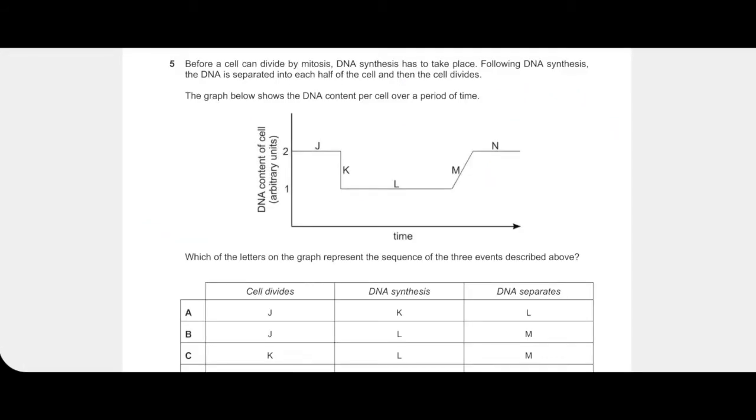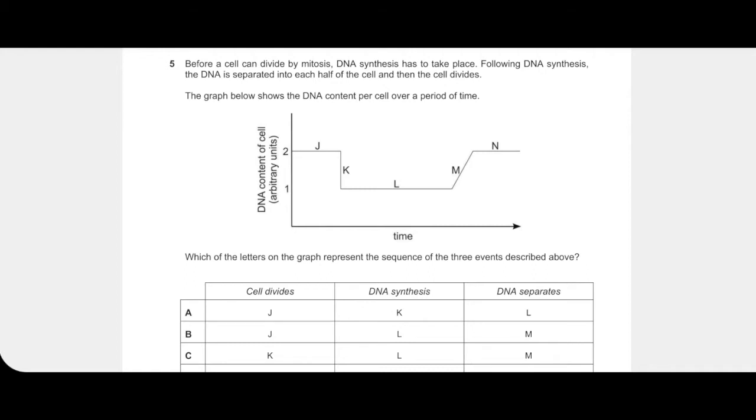Question number 5. Before a cell can divide by mitosis, DNA synthesis has to take place. Following DNA synthesis, the DNA is separated into each half of the cell and then the cell divides. The graph below shows the DNA content per cell over a period of time. Which of the letters on the graph represents the sequence of the 3 events described above? So, let's assume that the DNA content of a cell is equal to 1. Once all the DNA has been synthesized, it's going to be equal to 2. And when the cell divides by mitosis, the DNA content of the cell goes back down to 1, as mitosis causes the DNA to be the exact same in each cell.